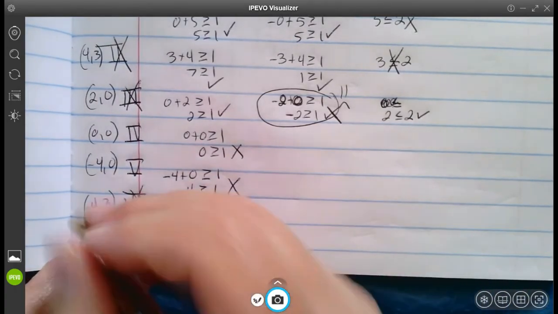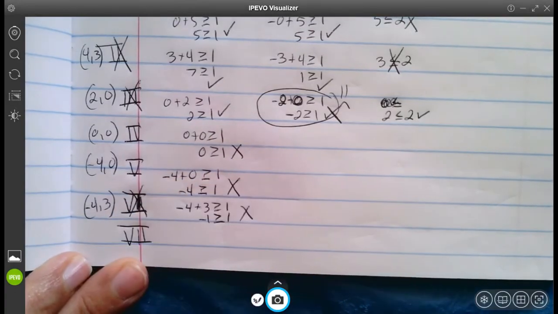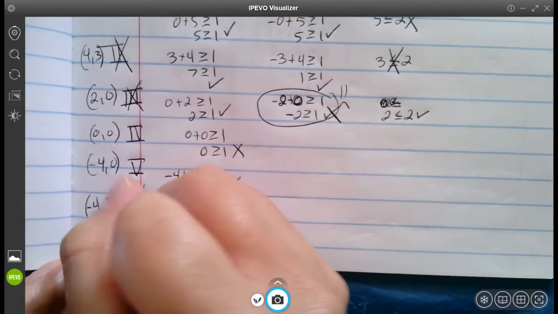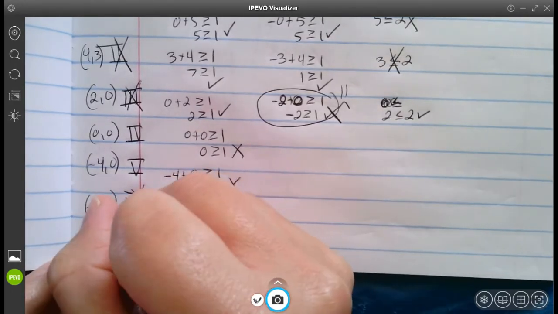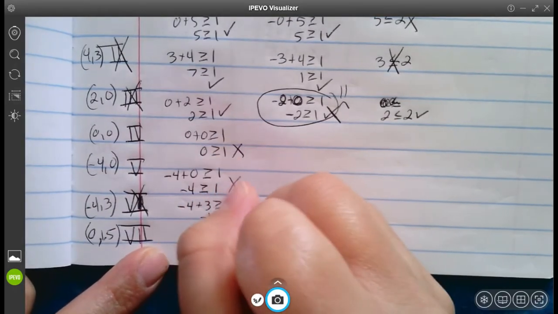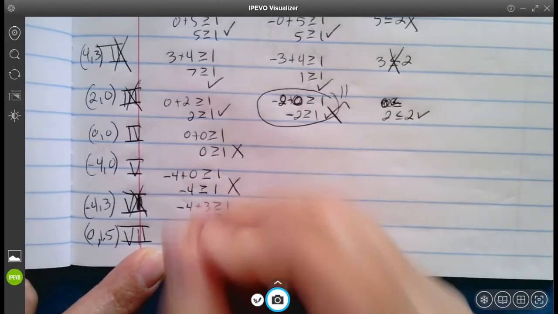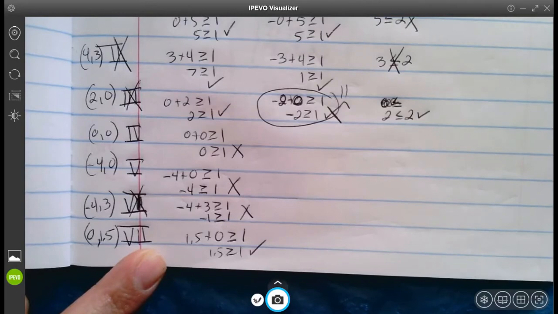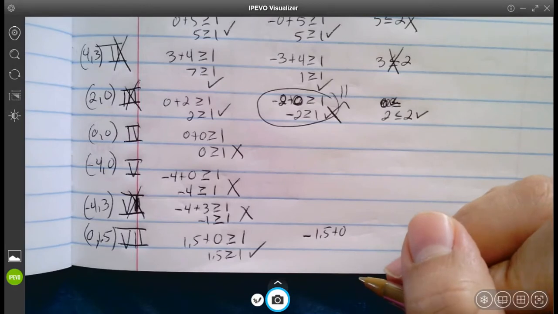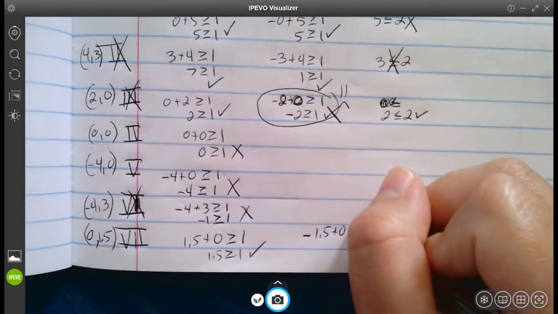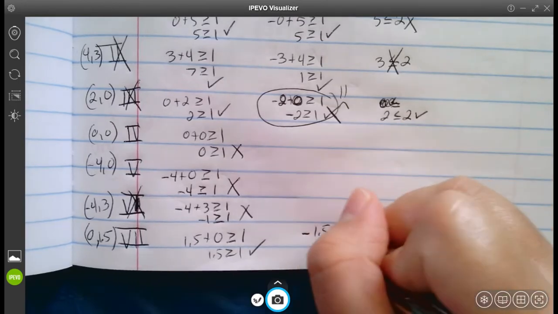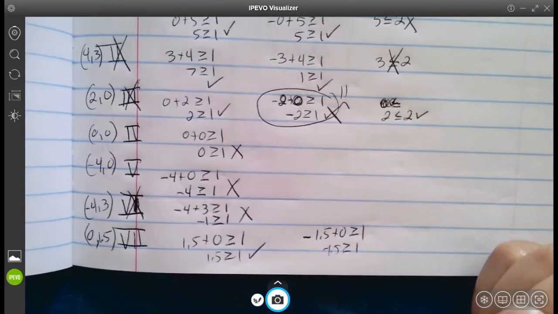So we better hope it's region 7, otherwise we have to go back and check. Region 7, I think I said 0 and then 0.5 because it's kind of in the middle, or 1.5, I'm sorry, 1.5. So let's check. We're going to have 1.5 plus 0 greater than or equal to 1, which is true. Okay. Then we have -1.5 plus 0, which is greater than or equal to 1, which is not true. Oh no, where did we mess up?